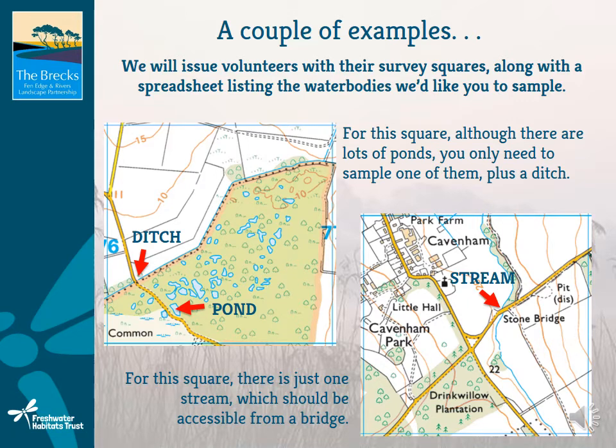A couple of other examples. As I said previously, we will issue volunteers with their survey squares along with a spreadsheet listing the water bodies we'd like you to sample. So for the first example, although there are lots of ponds on this square, you only actually need to sample one of them. And also there is a ditch on this particular square. On the second example, there is just a stream, as we can see here, and this should be accessible from a bridge. So for this example, just one kit will be used.